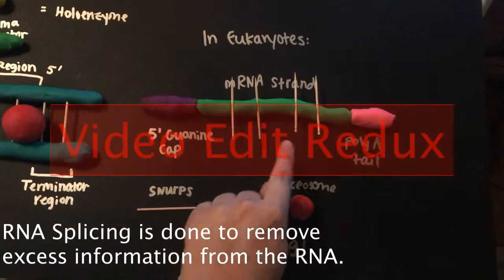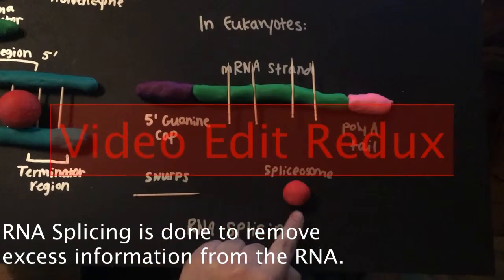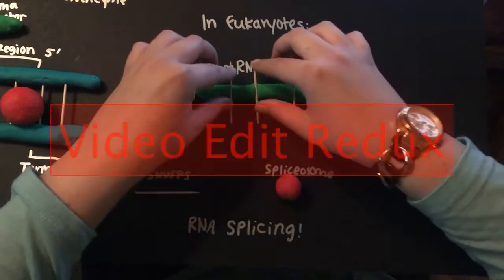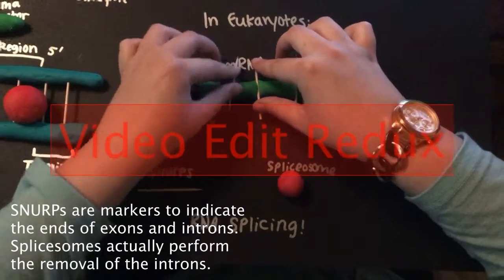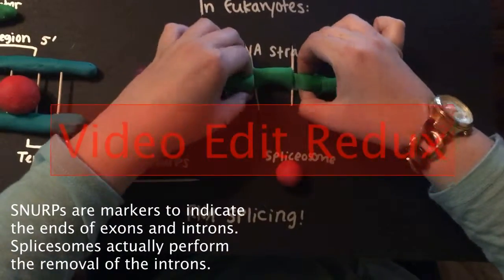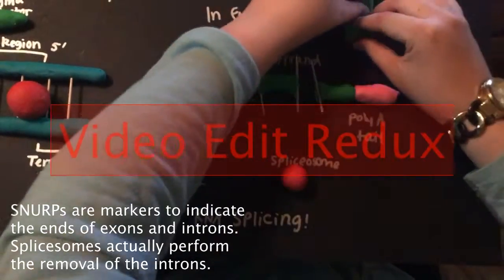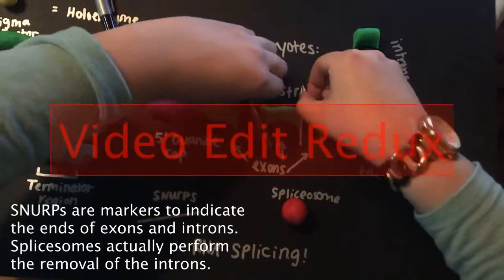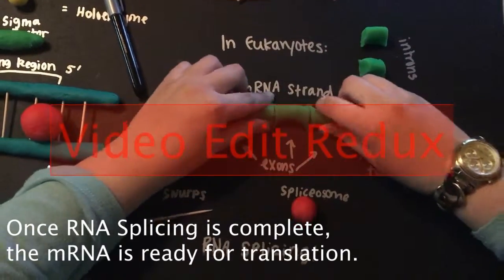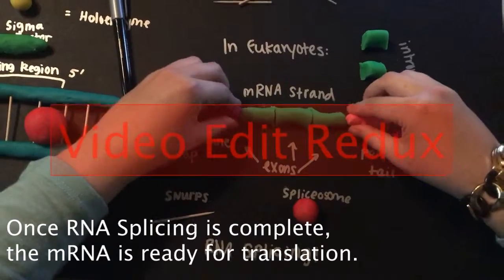RNA splicing is done to remove excess information from the RNA. snRNPs are markers to indicate the ends of exons and introns. Spliceosomes actually perform the removal of introns. Once RNA splicing is complete, the mRNA is ready for translation.